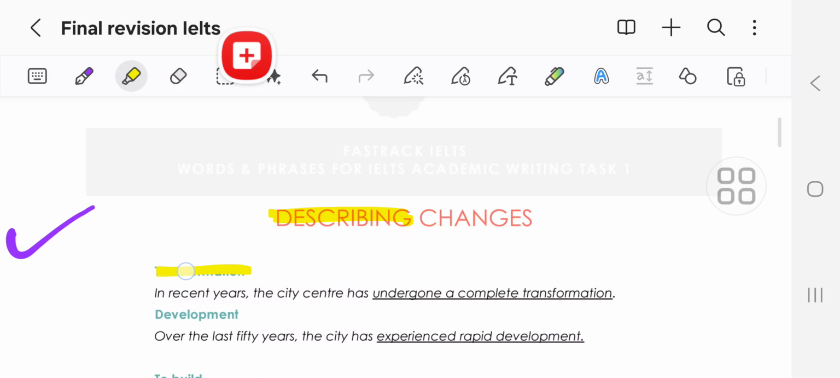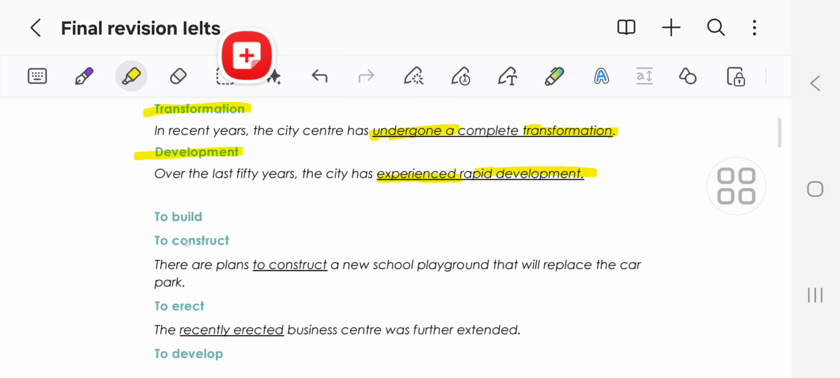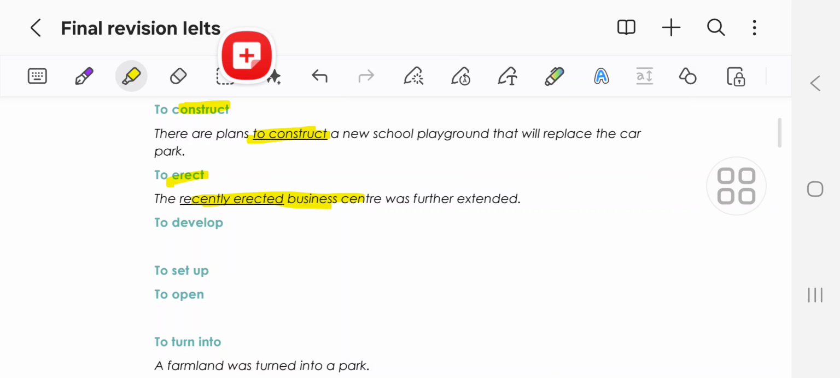So you can use transform. In recent years, the city has undergone a complete transformation. Over the last year, it experienced rapid development. To construct a new school: there have been plans to construct a new school that will replace the car park. To erect: you can say recently erected business center. To develop, to set up, to open, to turn into.